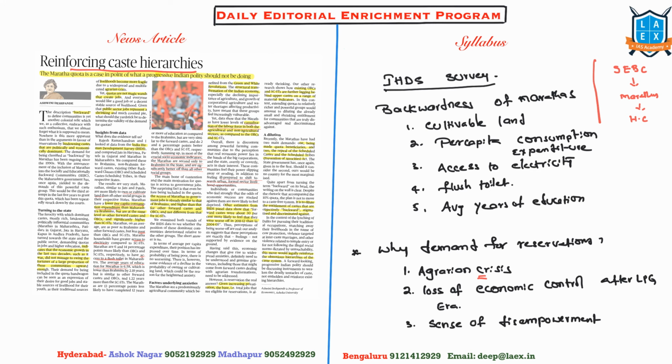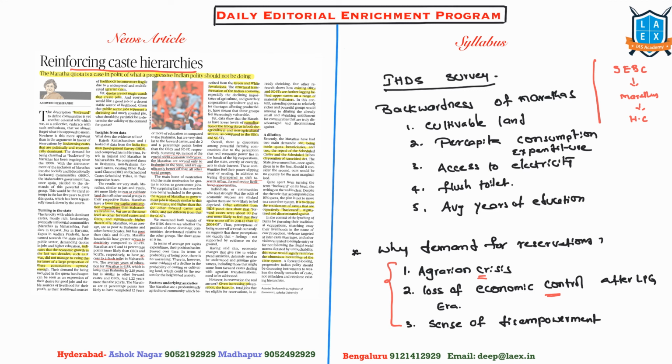And the third thing, after the LPG era, many of the intermediate castes which were engaged in small-scale industries and small-scale manufacturing lost their might, and multinational companies and bigger companies started gaining that. So a sense of economic loss, the fear of political loss, and also loss of economic control after the LPG era and the agrarian crisis, all these have made these social groups demand economic opportunities through reservations.